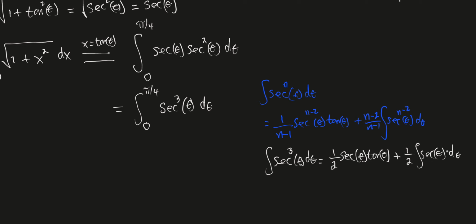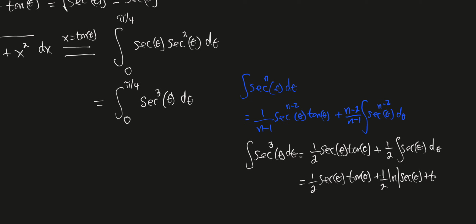And this is one of our, again, trig integrals. So this is 1/2 secant theta tangent theta, and then we have plus 1/2, and then this is that ln of the absolute value of secant theta plus tangent theta plus c. Alright, so that is the antiderivative of secant cubed, right? It's a bit of a mess, but we know what it is. So let's use it and evaluate our definite integral.